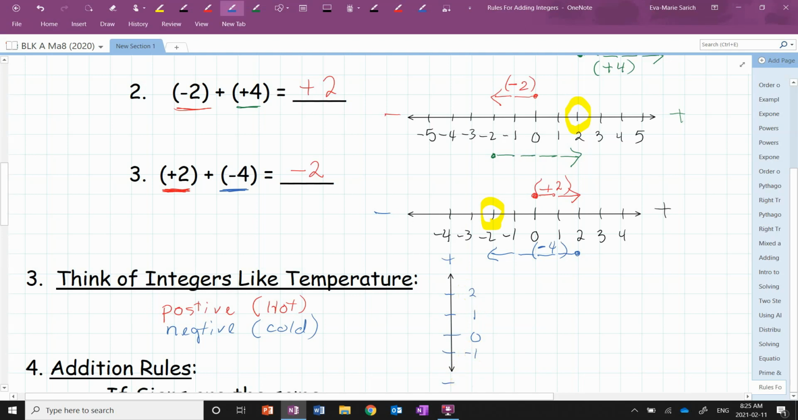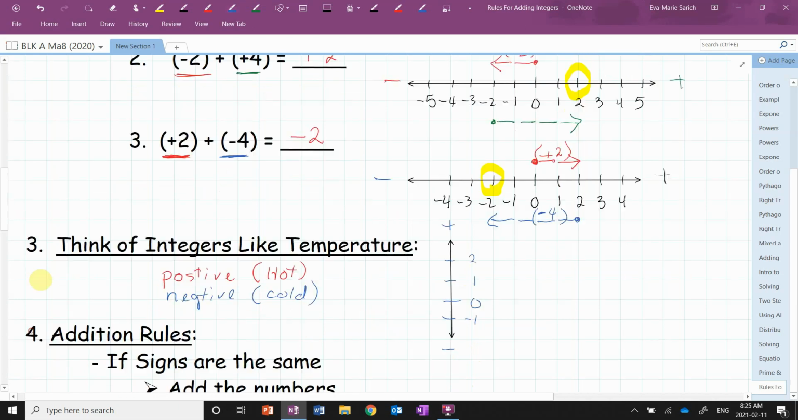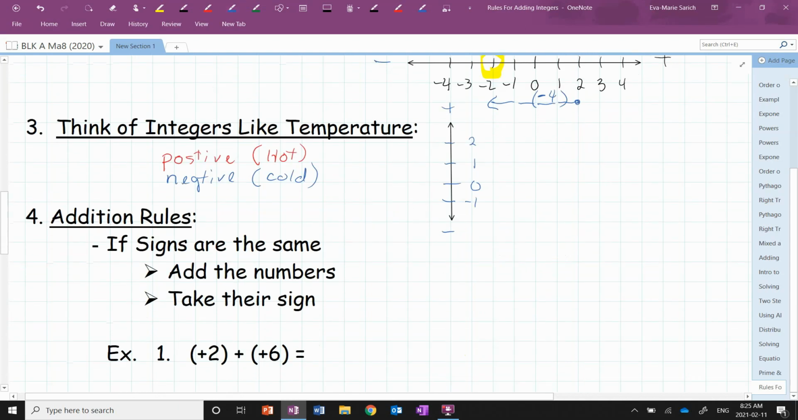So let's think about that in terms of hot and cold. If we add hot and cold together, they kind of cancel each other out and we don't have any hot or any cold left. If you have more cold than you do hot, then it should be a cold temperature. If you have more hot than you have cold, then it should be a hot temperature. Okay, so let's think about this in terms of a rule.